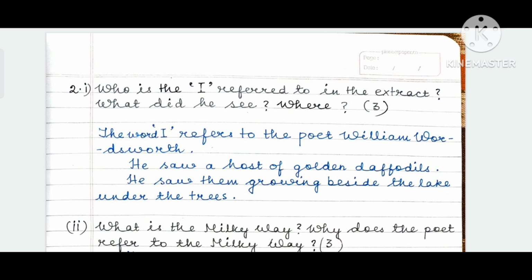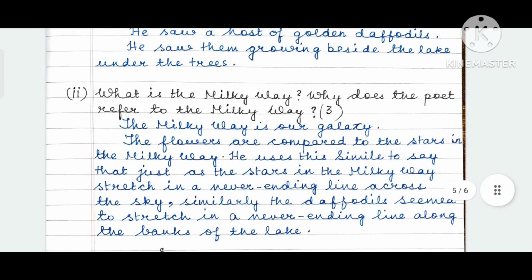Now look students, this is so easy. Read the text and answer accordingly. Don't beat around the bush. Answer to the point. What is the Milky Way? Why does the poet refer to the Milky Way? 3 marks. The Milky Way is a galaxy. I know only this much, so I'll write only this much. I'll not beat around the bush.